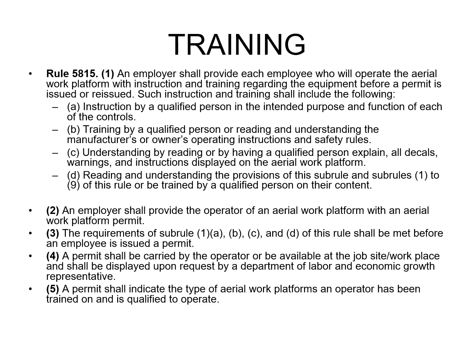2. An employer shall provide the operator of an aerial work platform with an aerial work platform permit. 3. The requirements of sub-rule 1, A, B, C, and D of this rule shall be met before an employee is issued a permit. 4. A permit shall be carried by the operator or be available at the job site/workplace and shall be displayed upon request by a Department of Labor or Economic Growth representative. 5. A permit shall indicate the type of aerial work platform an operator has been trained on and is qualified to operate.